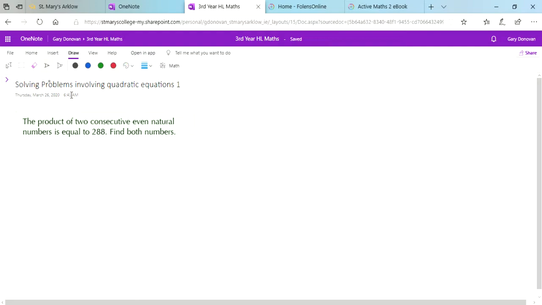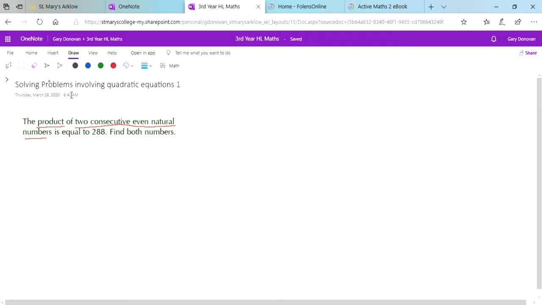Okay. Now you might get some straightforward ones where they just give you an equation, say solve or find the roots, but usually near the end of the exam, your questions 12, 13, 14, 15, it's this type of question. So let's have a look at it. We have the product of two consecutive even natural numbers. Now there's a lot of important information in that, so don't just skim read the questions.